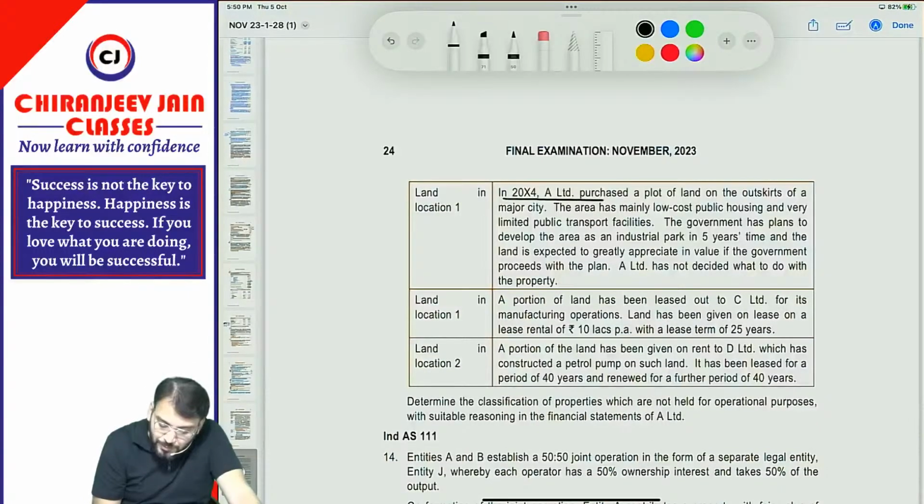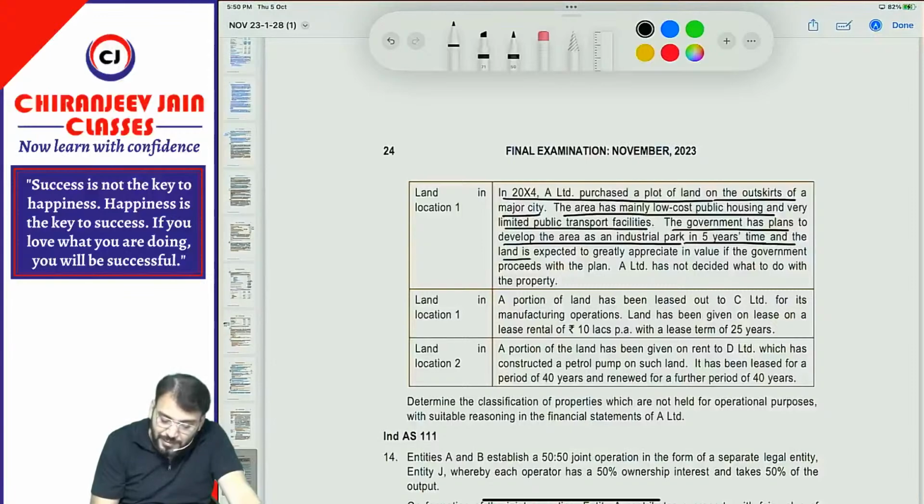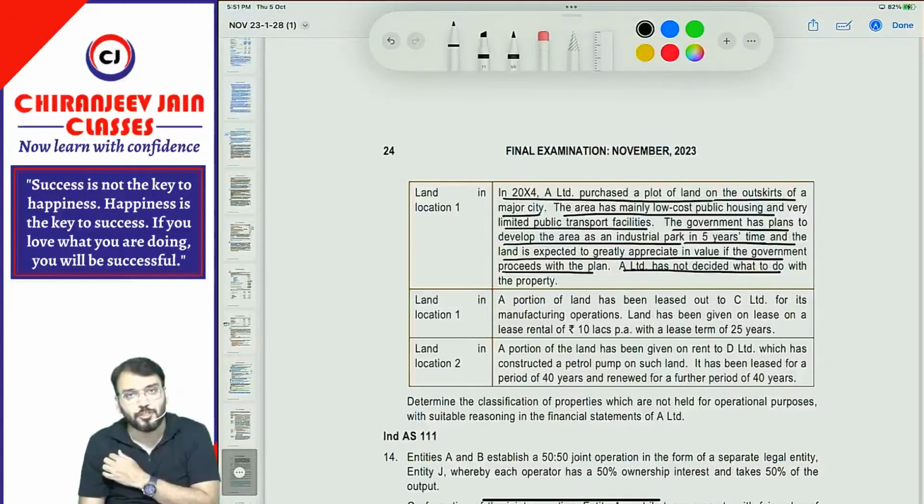In 2004, A Limited purchased a plot of land on the outskirts of a major city. The area has mainly low-cost public housing and very limited public transport facilities. The government has planned to develop the area as an industrial park in 5 years' time, and the land is expected to greatly appreciate in value if the government proceeds with the plan. A Limited has not decided what to do with the property. So you can see it is held for capital appreciation and therefore it will be classified as investment property.